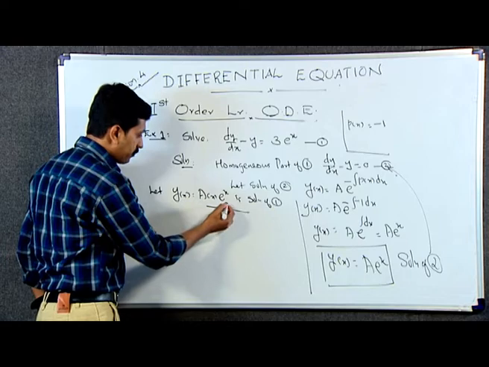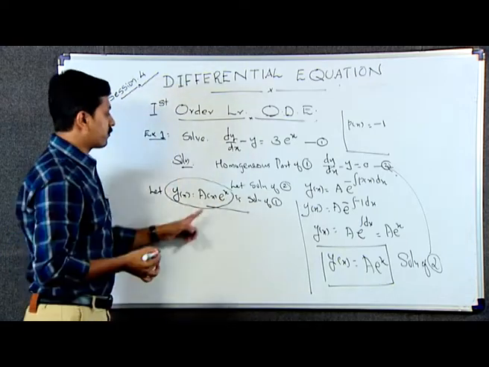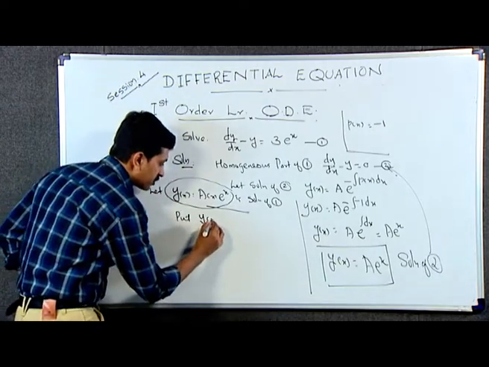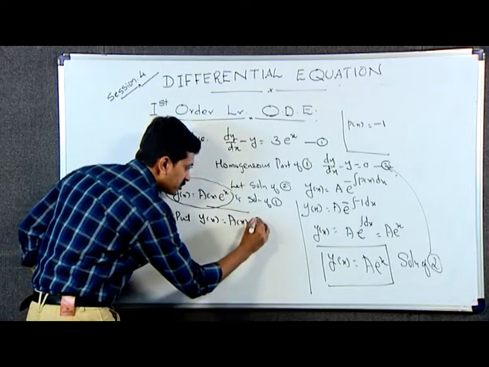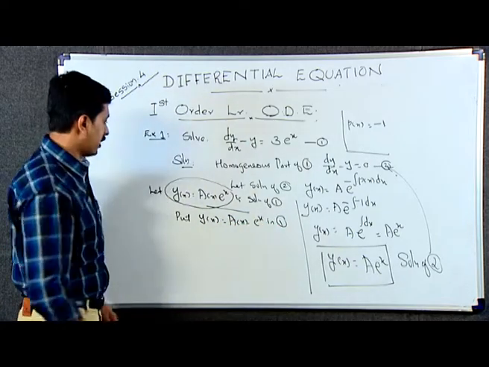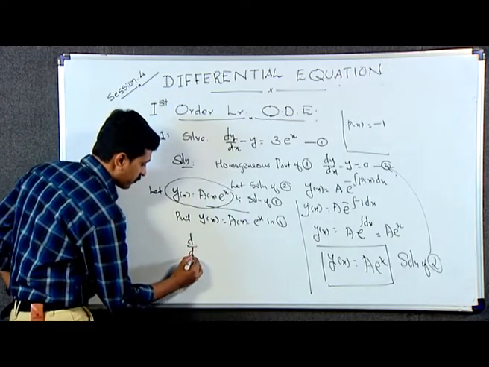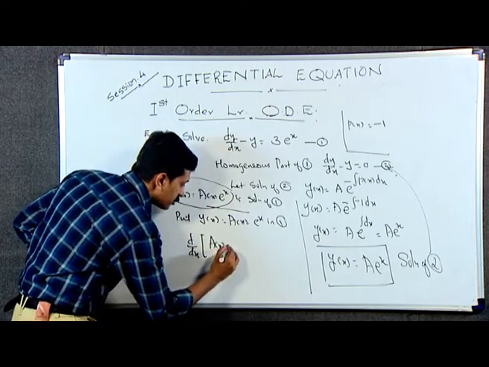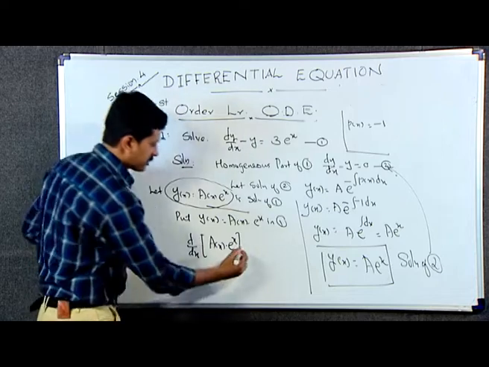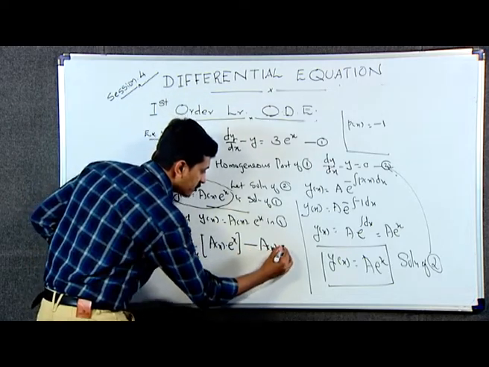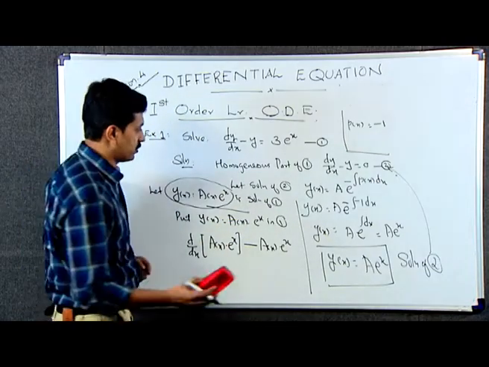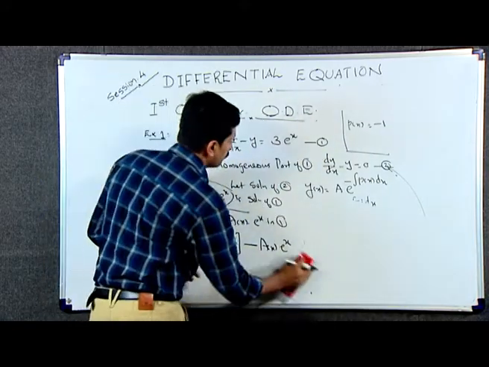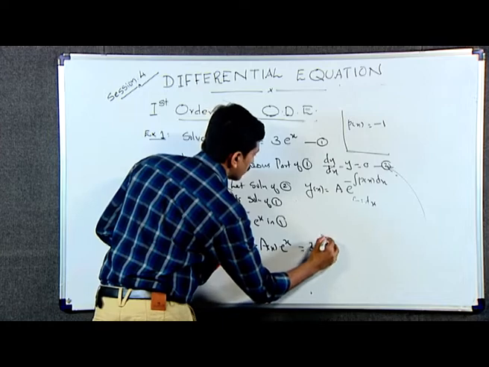Therefore, we can apply y of x is equal to a of x into e raised to x in equation 1. Put y of x is equal to a of x into e raised to x in 1. What will happen? d by dx of, instead of y of x, we can replace a of x into e raised to x, minus y as a of x into e raised to x, equal to 3 e raised to x.